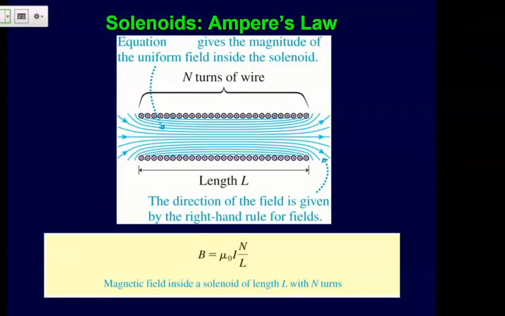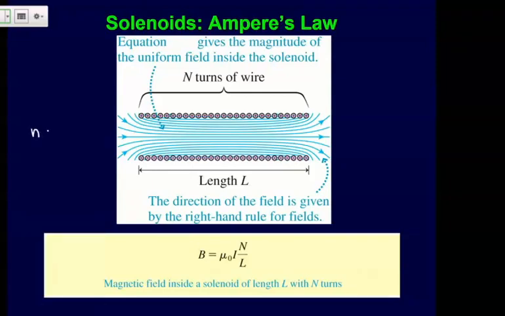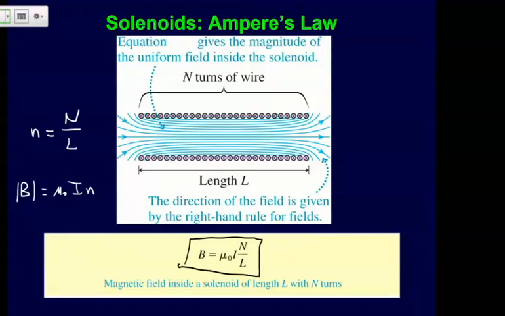Now, this is another thing where if you look around and find different sources, people will define this a little bit differently, in that sometimes you'll define what's called lowercase n, which is N divided by L. So you'll see some people write the magnitude of the magnetic field as mu naught I times lowercase n. Again, it doesn't really matter, both of these are the same thing. But it's a nice constant magnetic field. And the things that it depends on are the current, and this ratio of how tightly packed these wires are. So it's the turns of wire divided by length L.